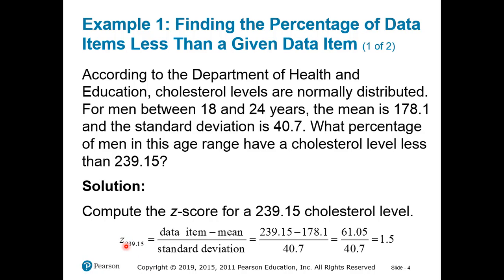How do we change to a z-score? We use the formula: the observed value minus the mean, divided by the standard deviation. We plug in the values and find that the z-score is 1.5. With a z-score, you always go out to 2 decimal places if necessary. In this case it's exactly 1.5, so it'd be 1.50. Now what do we do with this?